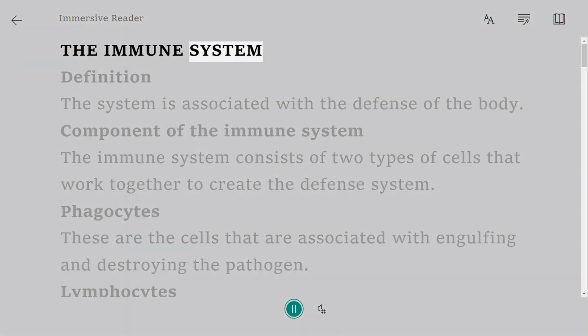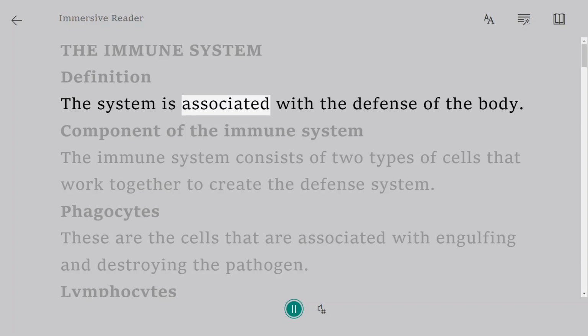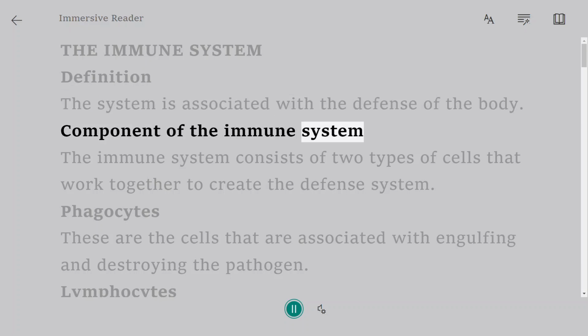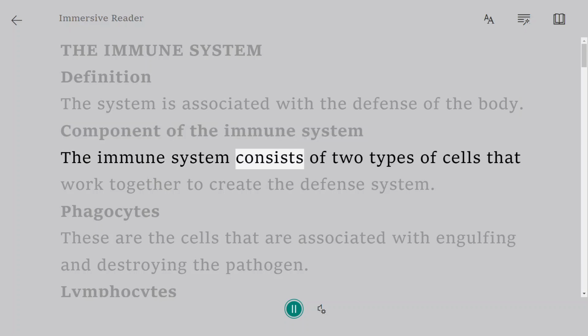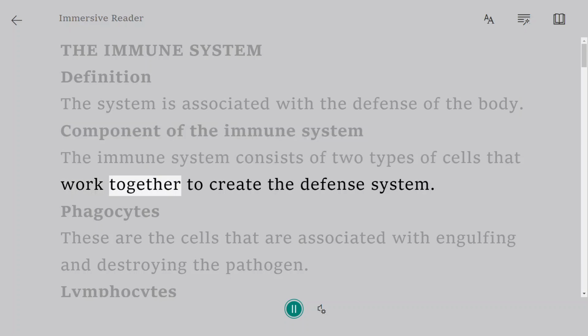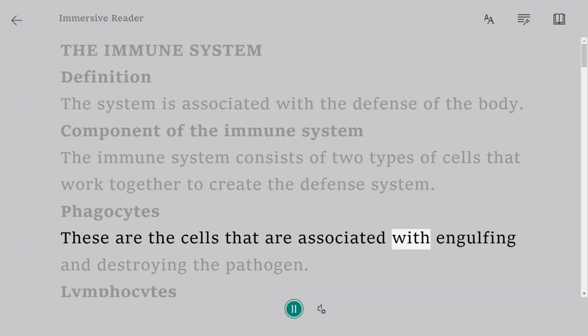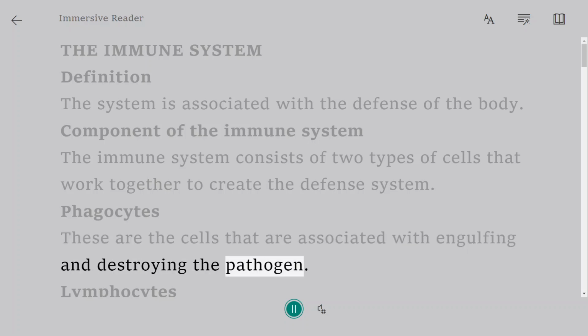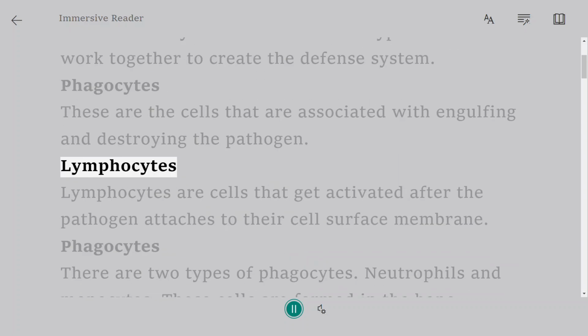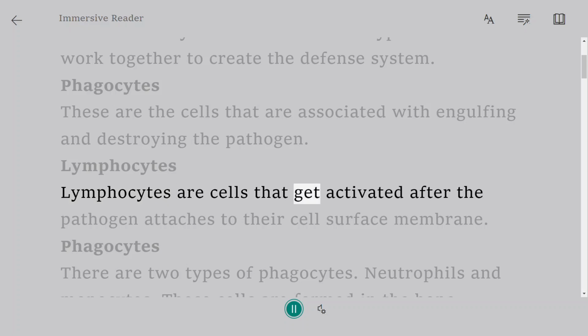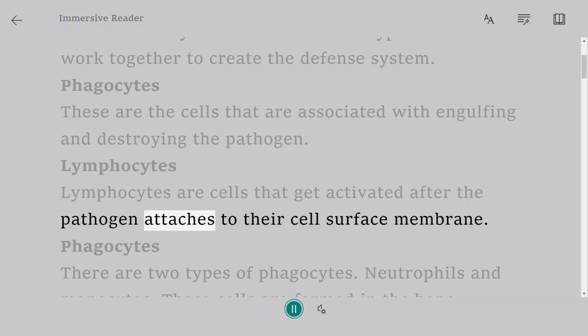The immune system. Definition. The system is associated with the defense of the body. Components of the immune system. The immune system consists of two types of cells that work together to create the defense system. Phagocytes. These are the cells that are associated with engulfing and destroying the pathogen. Lymphocytes. Lymphocytes are cells that get activated after the pathogen attaches to their cell surface membrane.